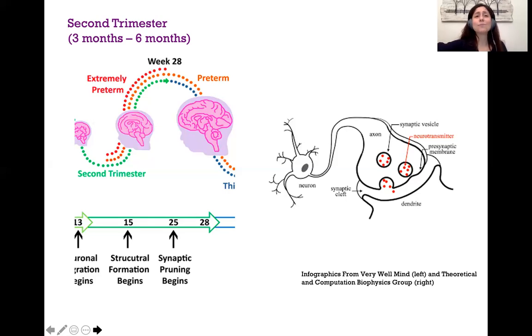Unfortunately, this is also the period where a lot of preterm births happen. Worldwide, about 11% of babies are born preterm. Most of these babies are born just a few weeks early, which makes their possibility of survival much higher. But a small group of these babies are born extremely preterm, meaning that they're born before 28 weeks of development.